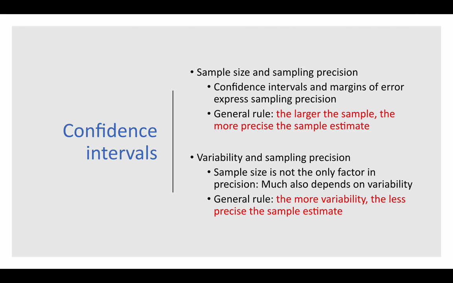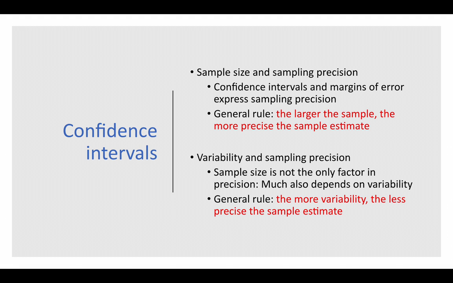For the confidence interval, the general rule is the larger the sample, the more precise the estimation, which means it's more likely for you to generalize it. While sample size is not the only factor influencing precision, you also need to think about the variability.